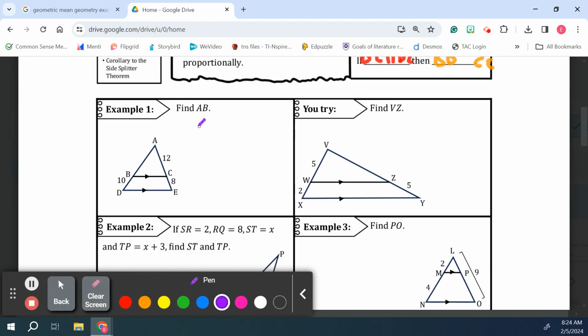So it says find AB. So I'm just going to state that AB is X. And I'm going to apply that side splitter theorem, since I have BC and DE are parallel. So I'm going to have X over 10 equals 12 over 8. Someone tell me, what does X equal here? What'd you get? 15. Solve for the next one on your own.